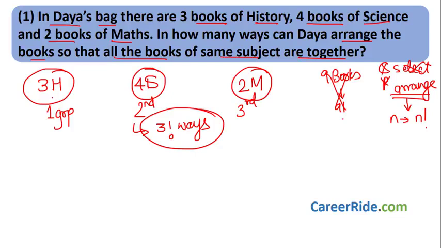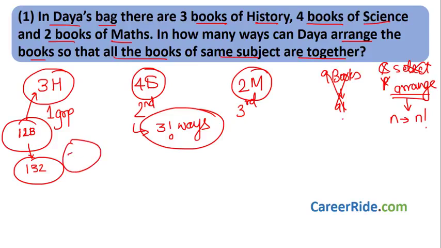Now, in each group there is not just one book. In each group there are multiple books. In one group, that is the first group of history, there are 3 books, right? These 3 books of history can be arranged within themselves. This is 1, this is 2, this is 3, and this is the entire group. In the entire group of history, we have the first book, the second book, the third book. It can also be arranged as first book, third book, second book. It can also be arranged as third book, first book, second book. So there are various ways to arrange within the group also, right?